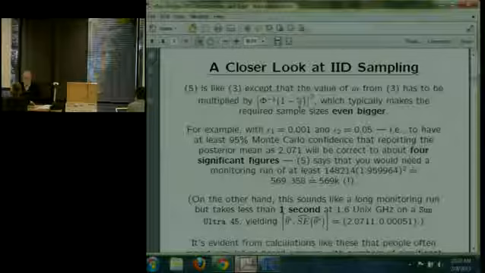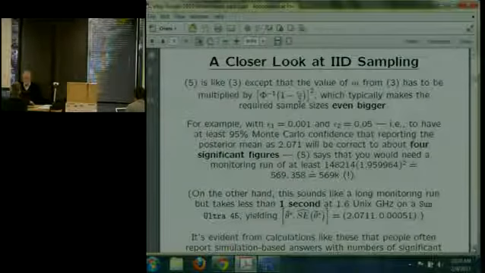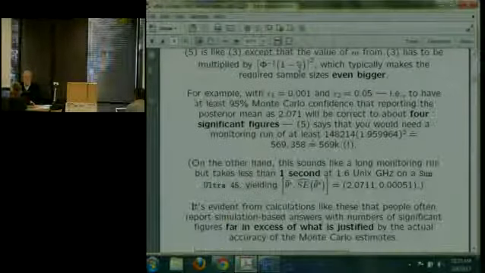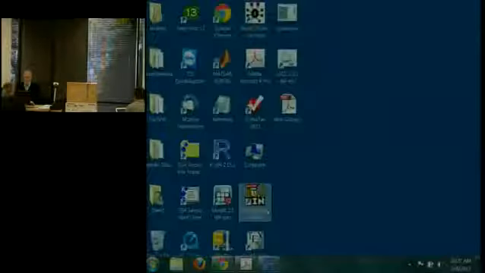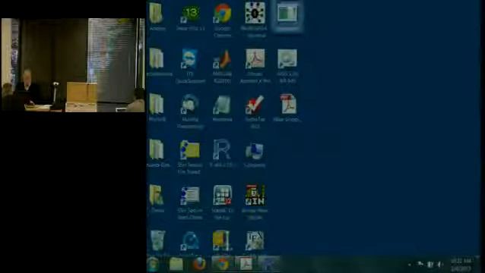And so, okay. Now, let me show you, we're about to go into WinBUGS later today. Let me actually go there now. So here's, where are you, WinBUGS? There you are.